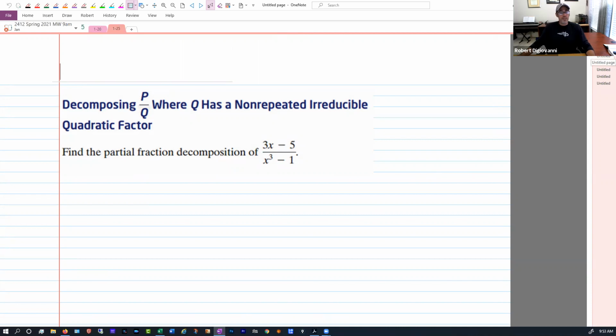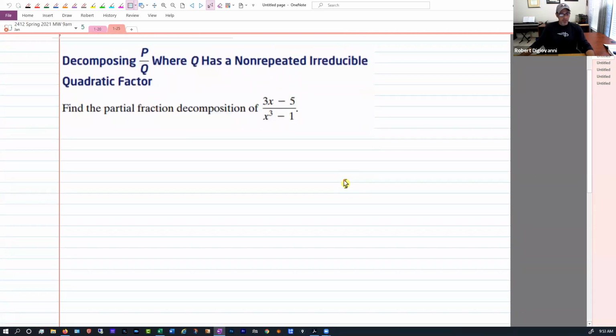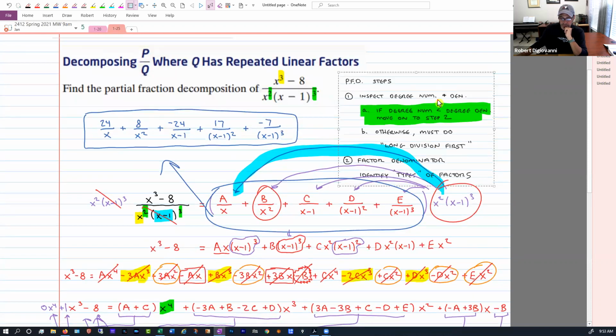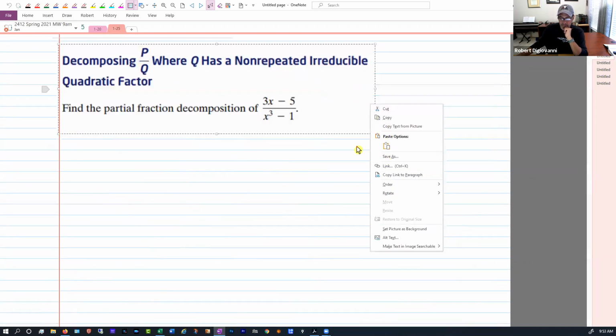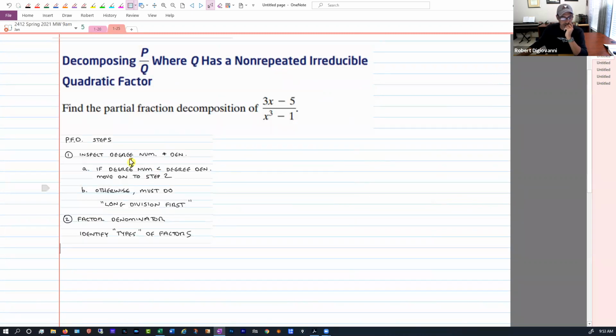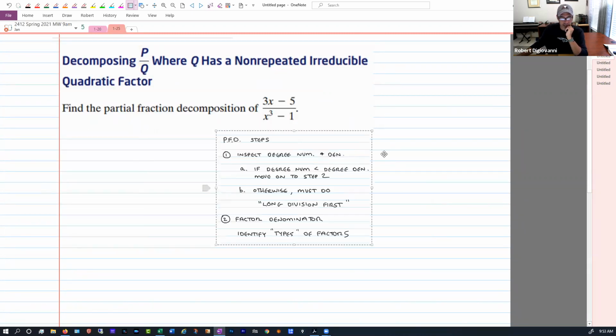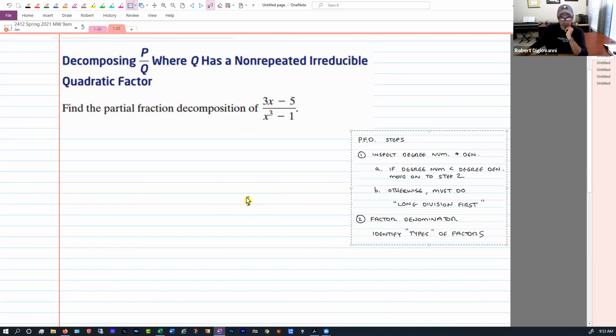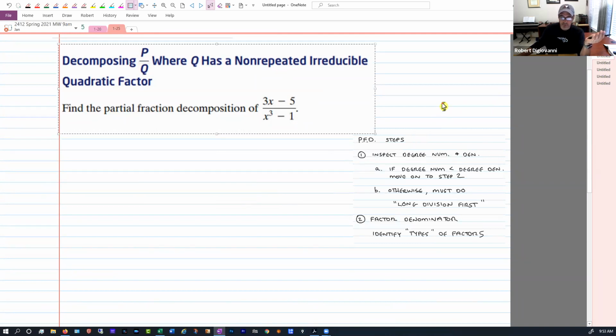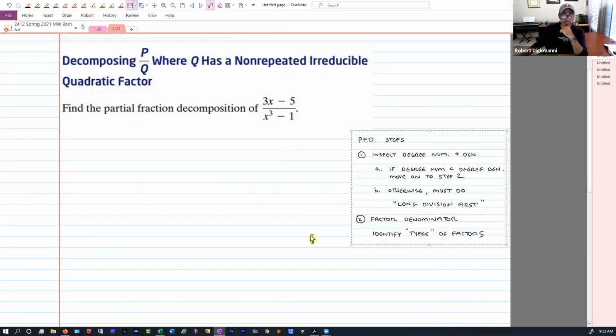Okay, we are going to move on to the next example. This example's new. This is different, all right? The first step, as usual, is that we are going to inspect the degree of the numerator and denominator. Here the degree of the numerator is 1, degree of denominator is 3, so we can move on to step 2. Now we have to factor the bottom.